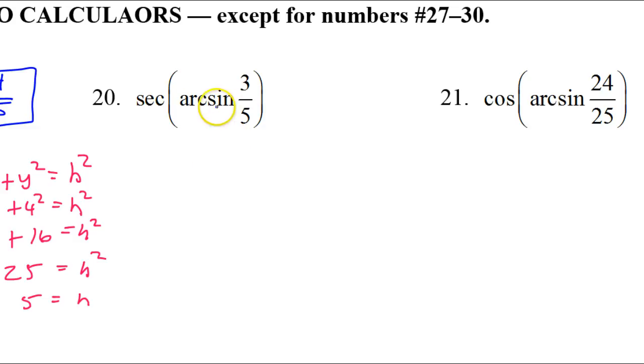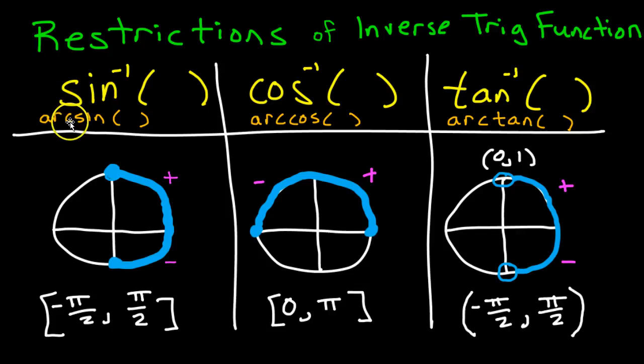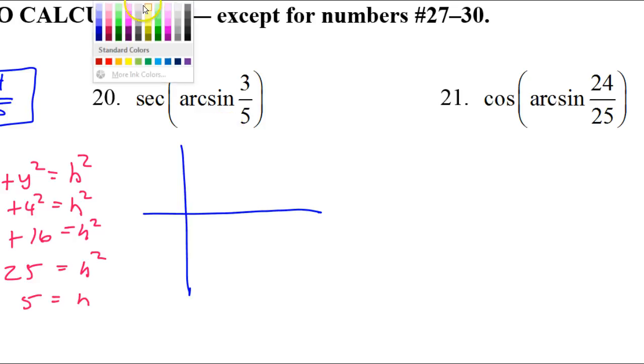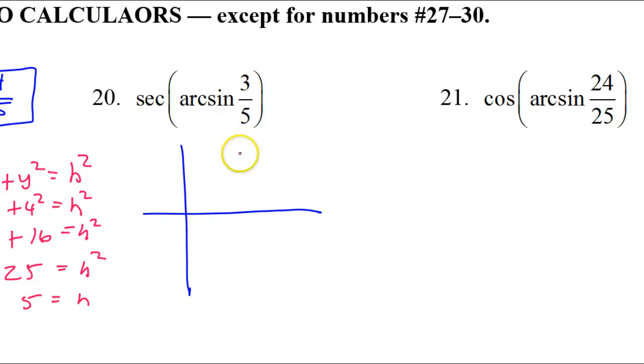Where is arcsine defined? Okay, remember that arcsine or inverse sine is only defined for the first and fourth quadrant. So when we draw our diagram, we will stick to those quadrants. And specifically, we want the quadrant that has a positive sign, because 3/5 is positive. So here I go. I'm going to draw my triangle.